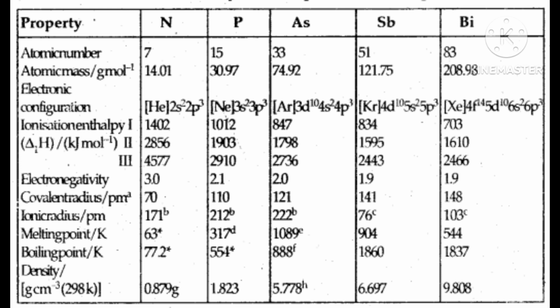In the boron group, boron is there, aluminium, after that gallium, indium and thallium. These are exclusively metallic in character.